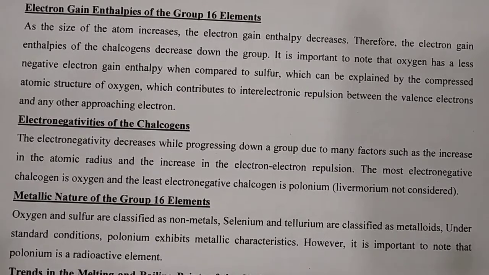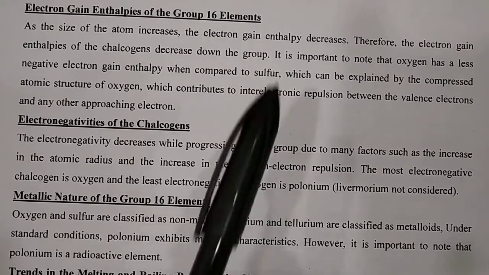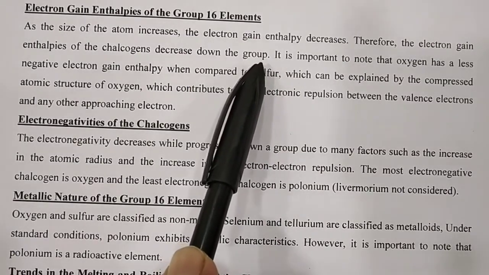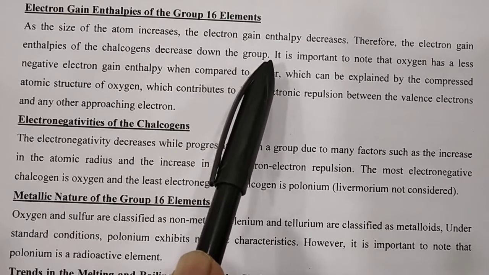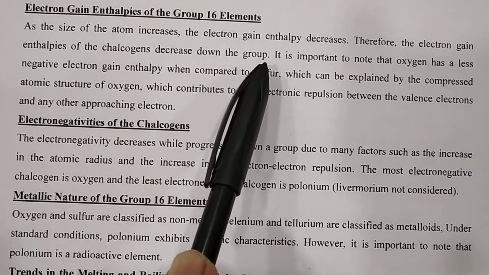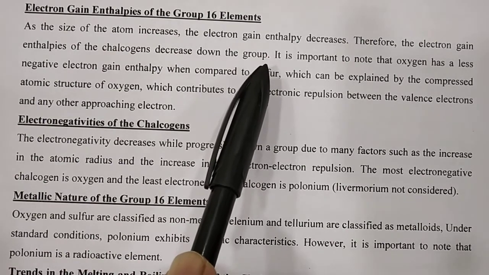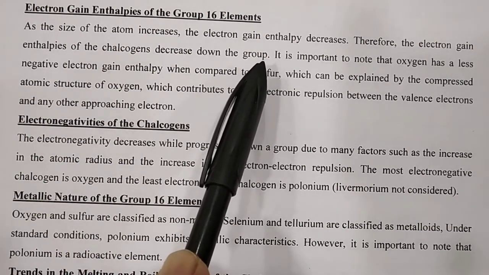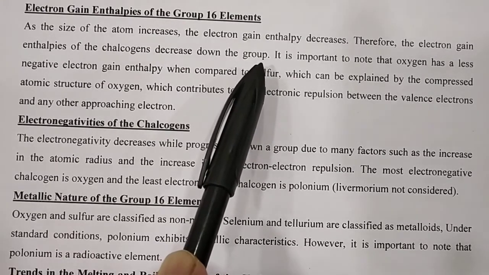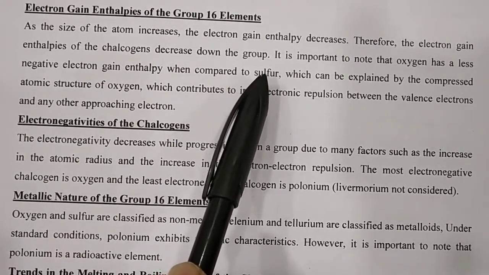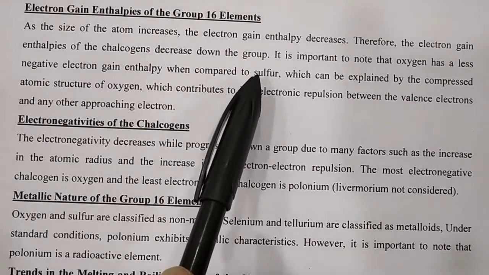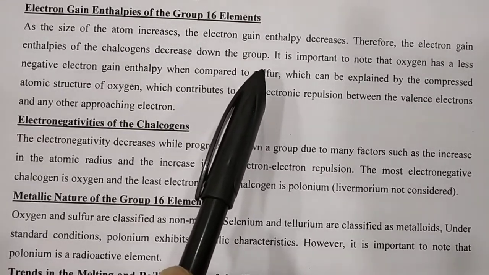Electron gain enthalpy. As the size of the atom increases, the electron gain enthalpy decreases. Therefore, the electron gain enthalpies of the chalcogen family decrease down the group. Most important one marker question. It is important to note that oxygen has a less negative electron gain enthalpy as compared to sulfur. यहाँ पे exceptional cases आएगा, याद रखिएगा.